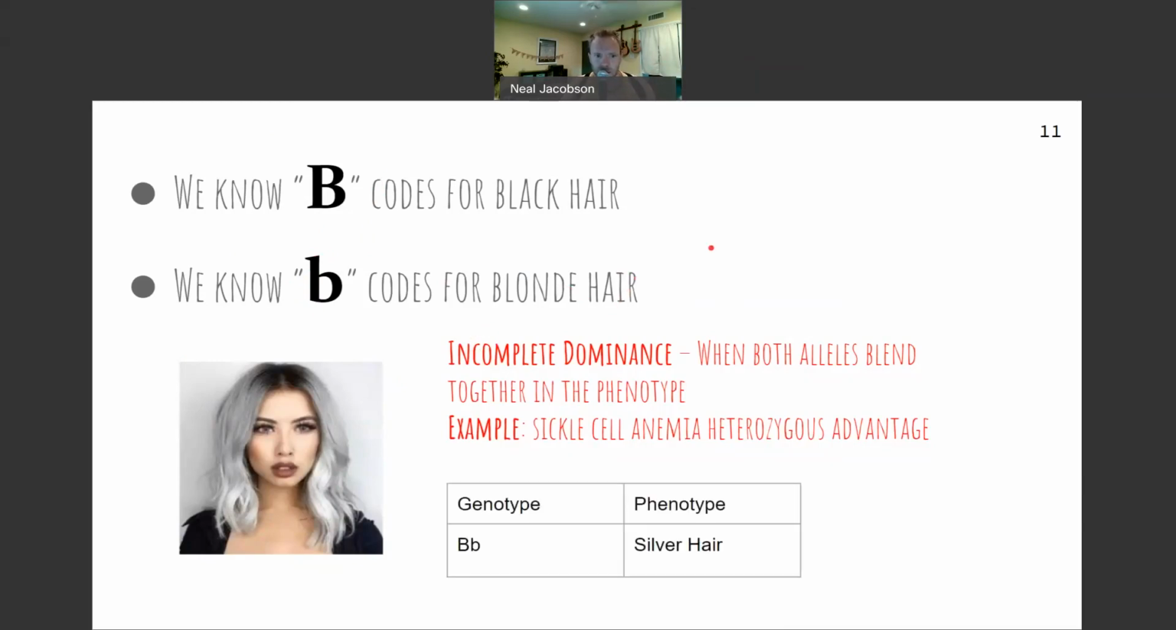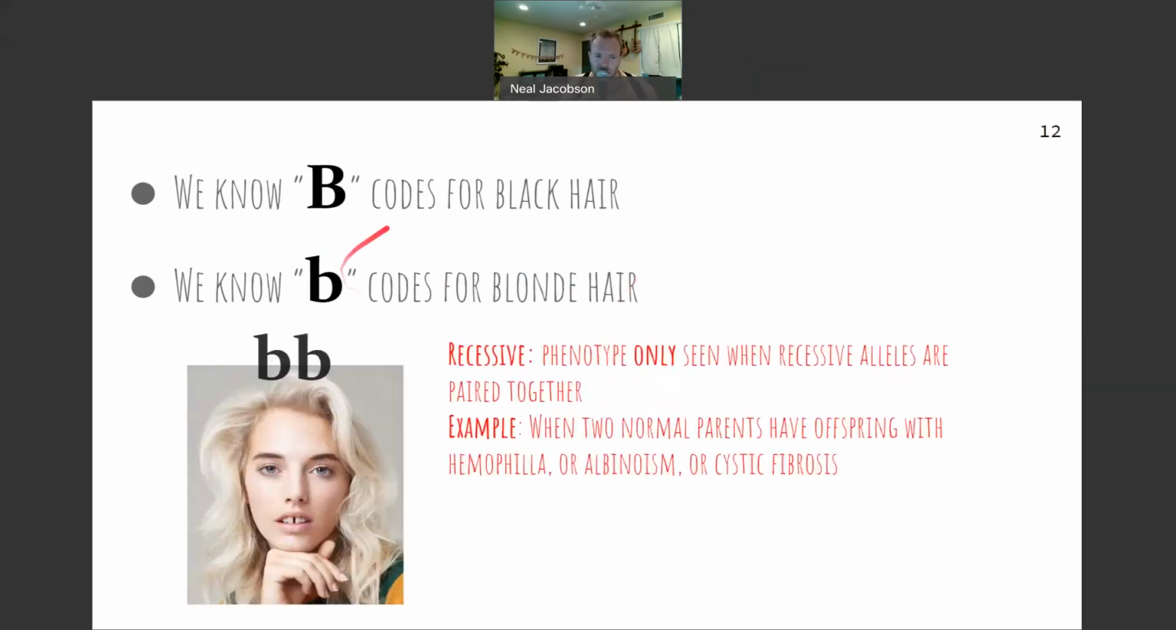All right, so that's incomplete dominance. And then finally, this isn't the heterozygous individual, this is just the homozygous recessive. So anytime you're homozygous for the recessive allele, and you have a unique phenotype with that genotype, we call that recessive. So when the two recessive alleles are paired together and we see a unique phenotype, we call that recessive.